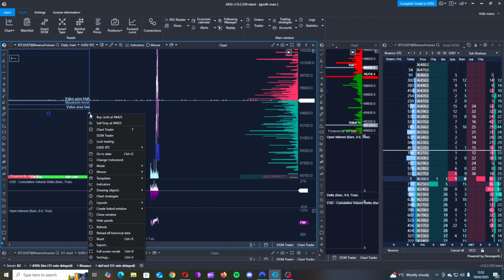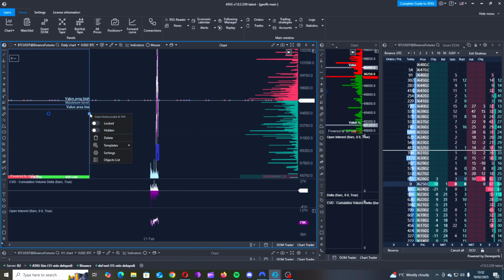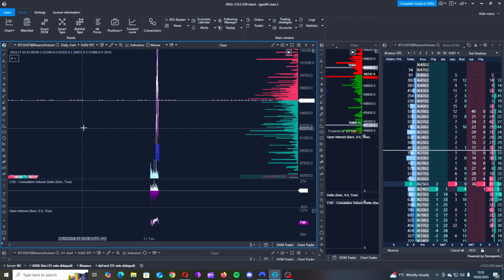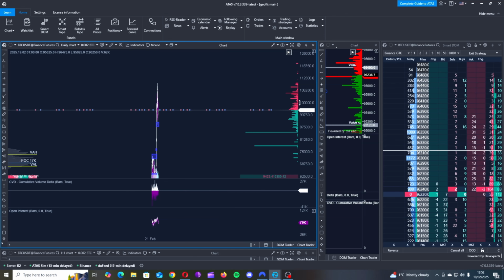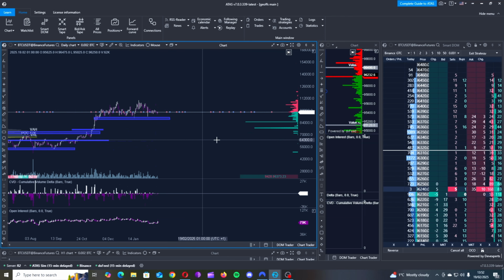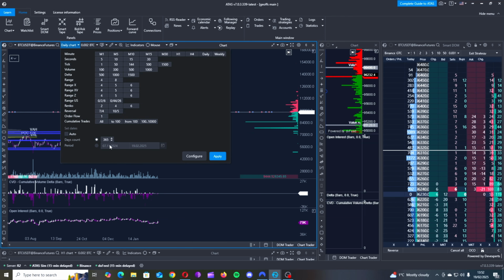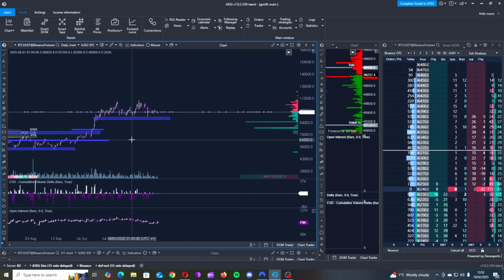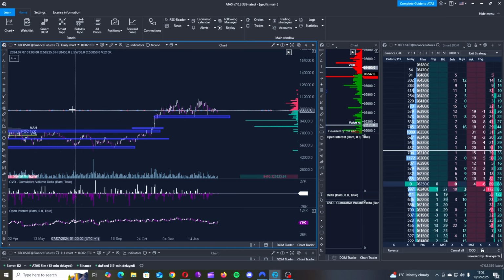Let me just remove that one second. Delete that a second. Let me just load some more days. Oh, that is a year. I better not load any more days than that. Computer will start going mental.